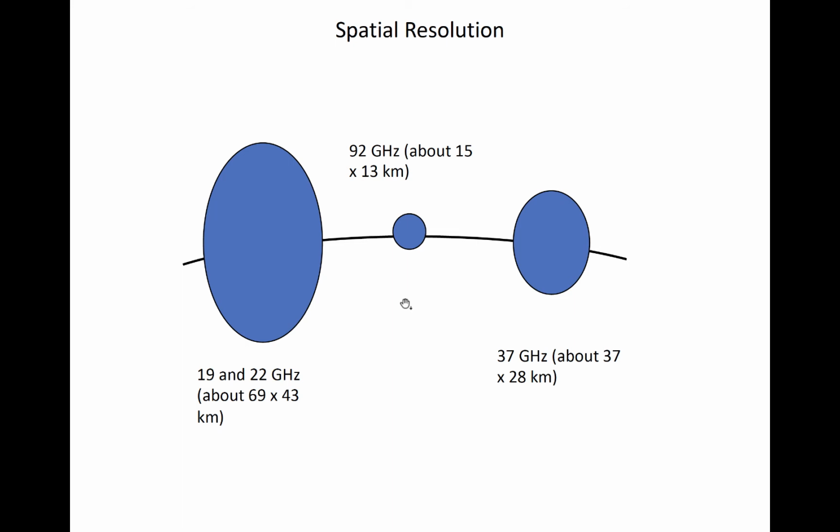Three ellipses here are shown to scale relative to each other. A larger footprint is required at low frequency channels such as 19 and 22 GHz. Therefore, data is rather coarse, 69 by 43 kilometers nominally at nadir. However, a relatively small footprint can be used at 92 GHz, which is similar to the 85 GHz channel in the old SSMI. You can see the ramifications on the different spatial resolutions by looking back at the previous slides of sample data and comparing the details you can see in the various frequencies.